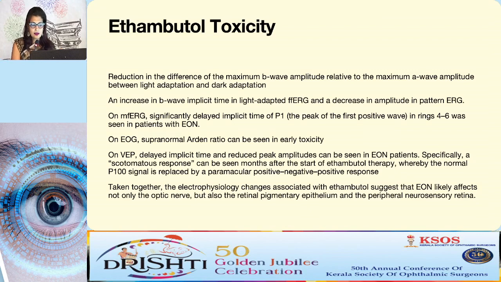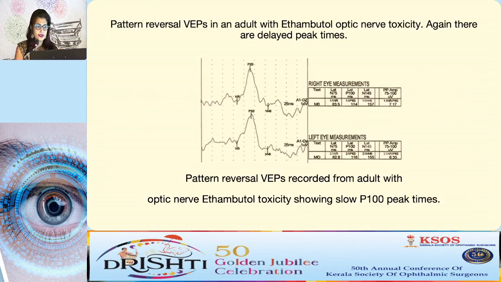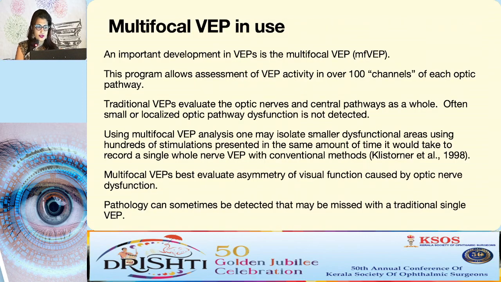Another important thing that we use the VEP for now is ethambutol toxicity. In screening, we cannot keep repeating the VEP every month, but if you have a suspicion that the patient has ethambutol toxicity, it is ideal to do the VEP and record the response, so that it gives you functional evidence that the optic nerve function is affected. And you will get delayed peak times in ethambutol toxicity.